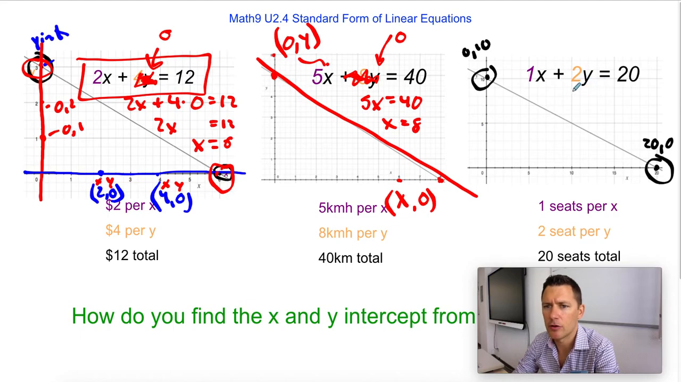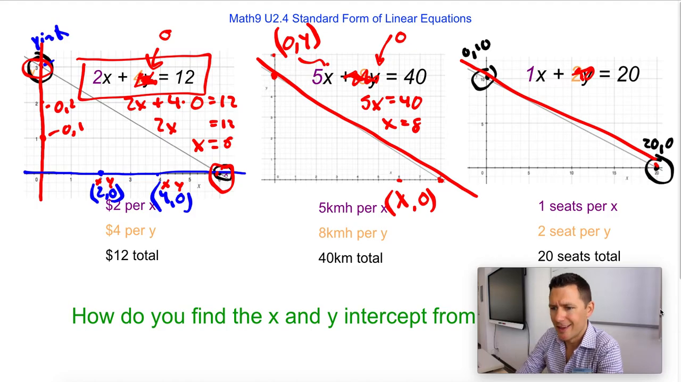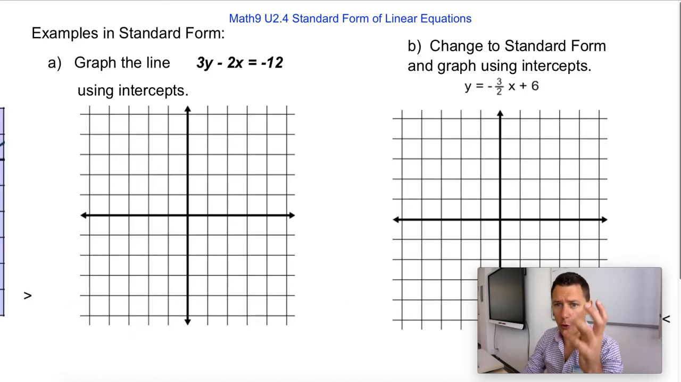Same thing here, right? Let x be 0. So the y value should be 20 divided by 2, should be 10. There it is. Let the y value be 0. So put in 0 for this. 2 times 0 is 0, and so the x should be 20. And draw your line. Okay, so we're going to take that whole understanding and try to do that with A.